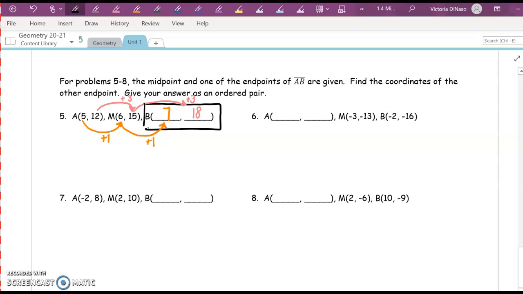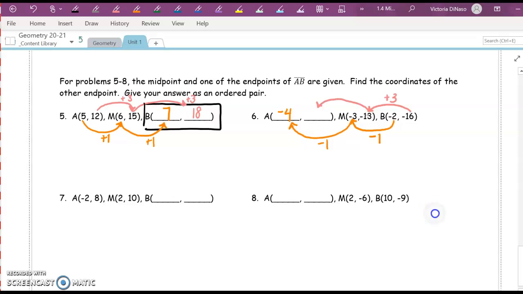We're going to do it again in number 6. So we're going to go from x to x. So we're going to go from negative 2 to negative 3. We're subtracting 1. Negative 2 minus 1 is negative 3. So I'm going to do negative 3 minus 1, which is negative 4. So x is at negative 4. And then same thing for y. We're going from negative 16 to negative 13, which means that I'm going up 3, because we're moving closer to 0. So we have negative 13 plus 3, which is negative 10. So my final answer for number 6 is negative 4, negative 10.